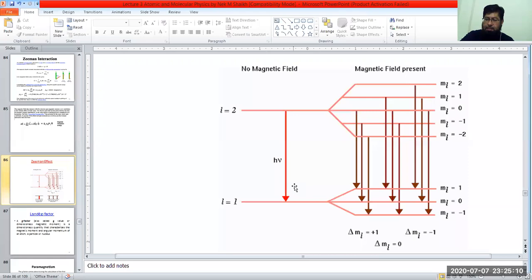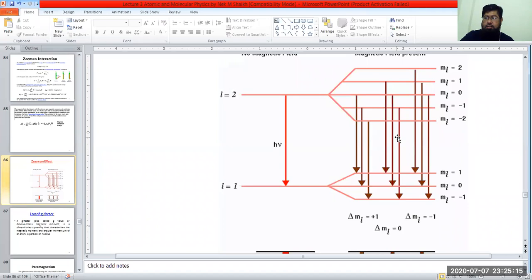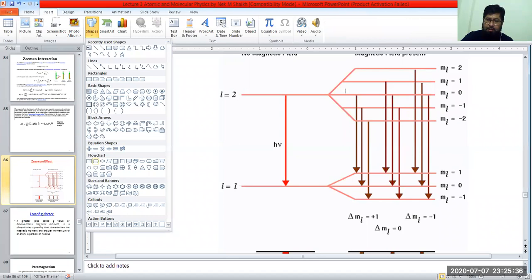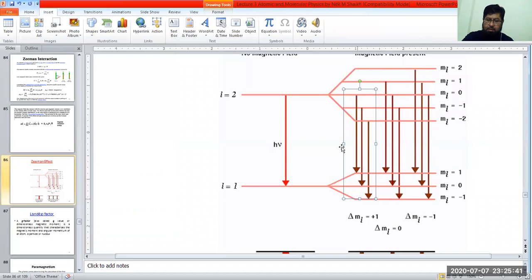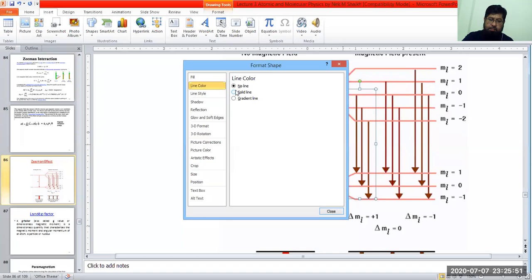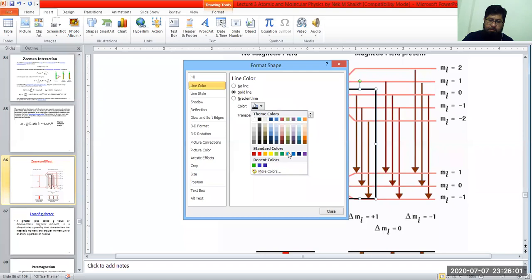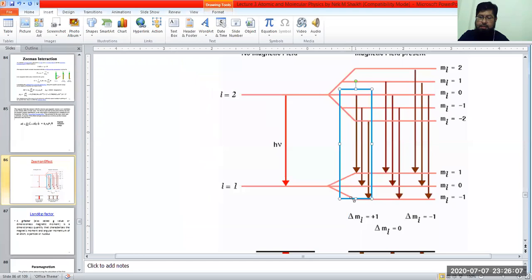But if we look in the presence of the magnetic field, the dipole transition rules are for delta ML, this is now the magnetic quantum number, delta ML must be equal to 0 and plus or minus 1. So these are the different transitions for delta L plus or minus 1. If we look here, okay, this is the, so if we look at this, this is the three lines. These three lines give the transition from higher level to the lower level in which delta ML is plus 1.